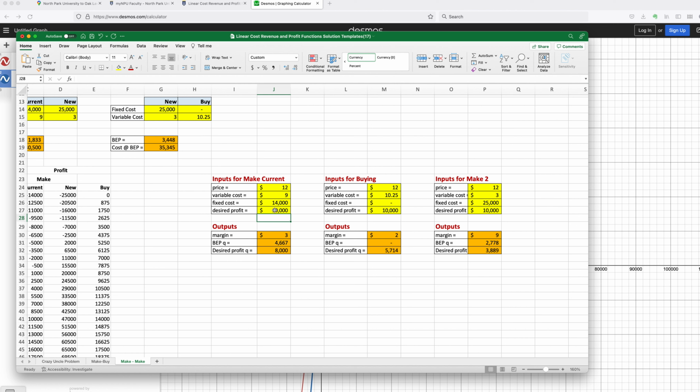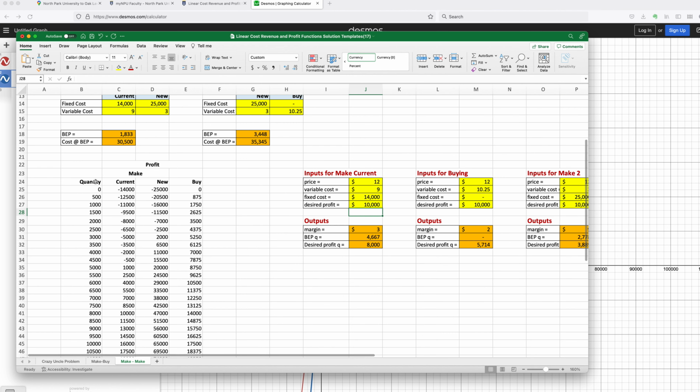I could have put a quantity in here and just given me the profit at the quantity. I can do that as well. But I didn't program it that way. I didn't write it that way. I can set this up any way I want.